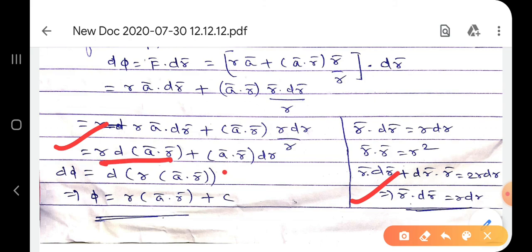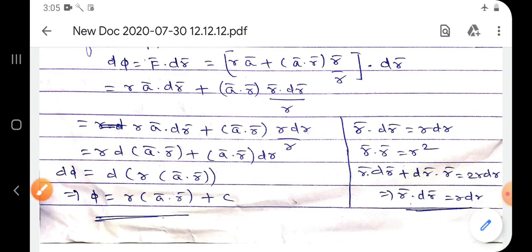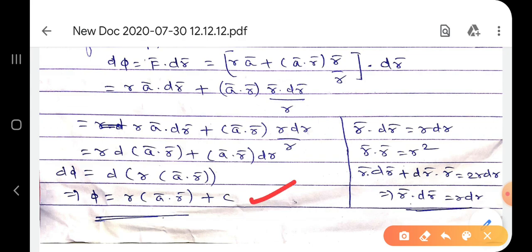This term I can write. See, if you observe, r as it is, derivative of a bar dot r bar, now a bar dot r bar as it is, derivative of r. So it is the u into v rule. So I can write derivative of r into a bar dot r bar. So d phi is equal to the derivative; on both sides d gets cancelled. I get value of phi is equal to r into a bar dot r bar plus constant c.